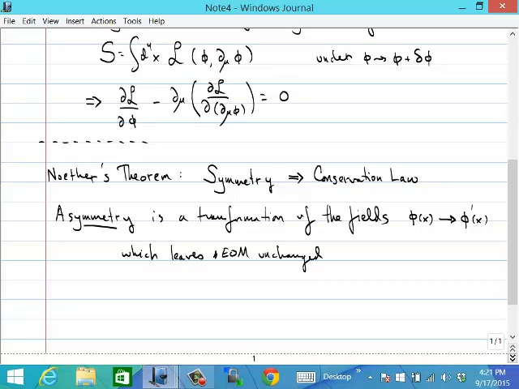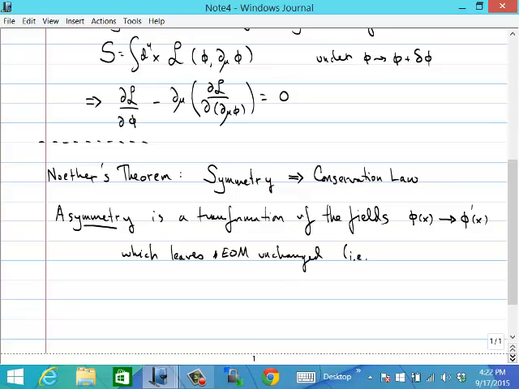So how can we exploit the presence of a symmetry in the context of field theory in order to derive some sort of conservation law? So the first thing that I want to notice is that instead of talking about the equations of motion, it's a little easier to think about a symmetry in terms of the action instead of an equation of motion.